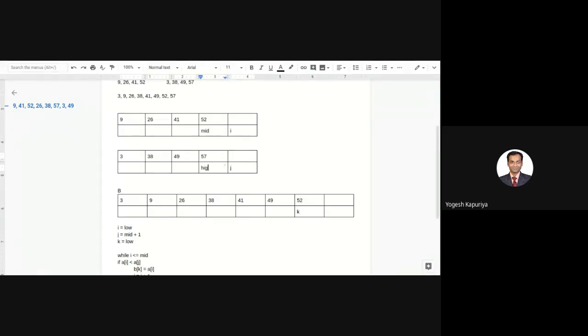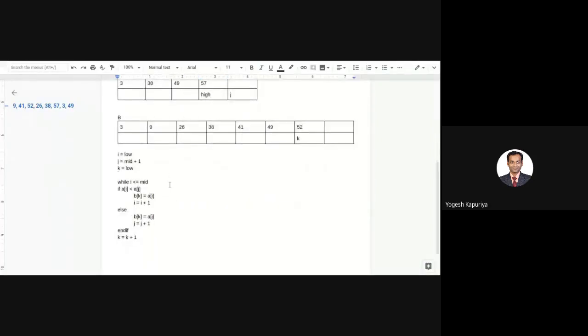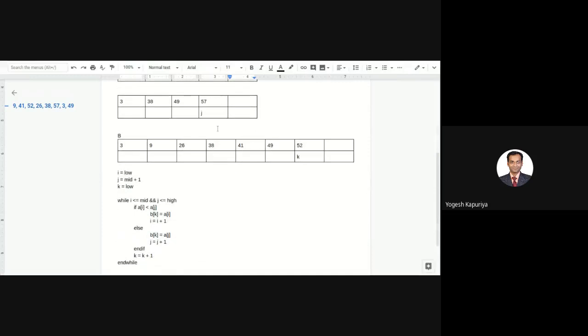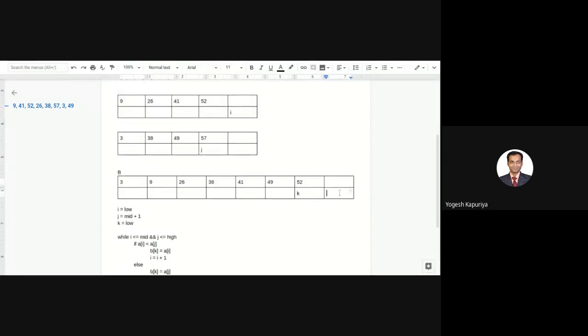So this is your high. So what is the second condition? While i is less than or equal to mid and j is less than or equal to high, you keep on doing this. Once you have this, in our case, our j was here, right? Because your i has become greater than mid, your k is over here because k is already copied.